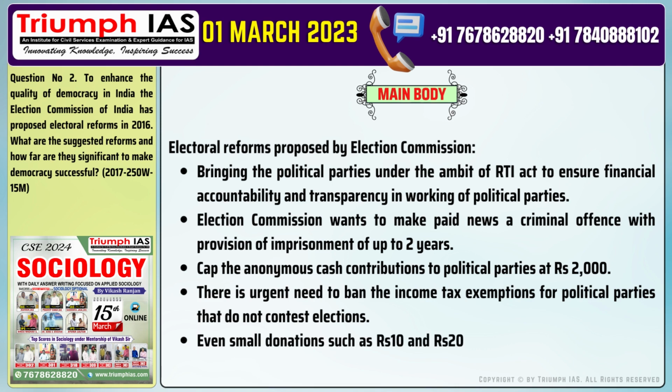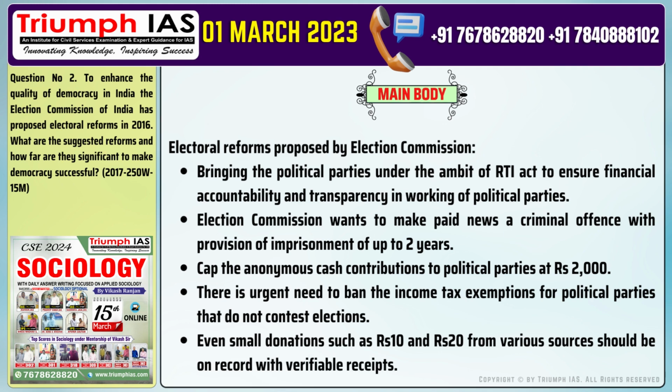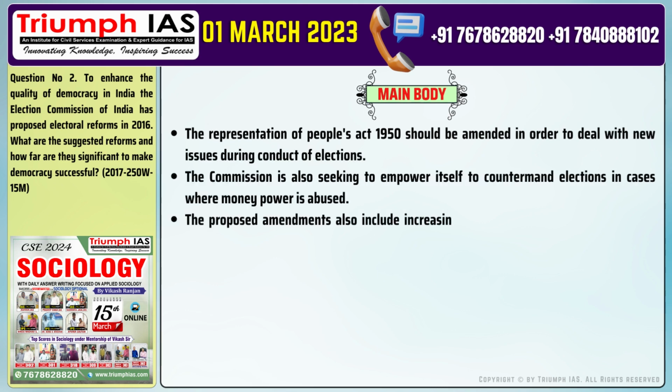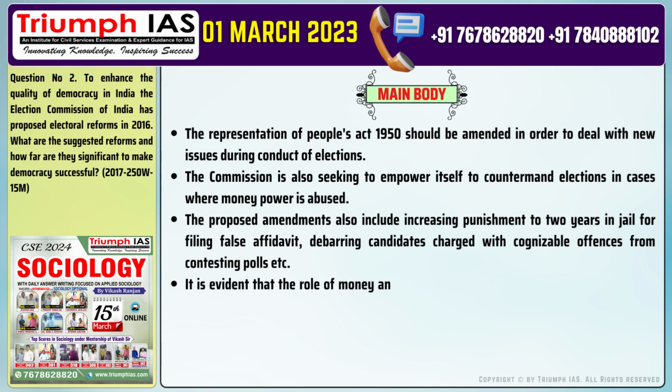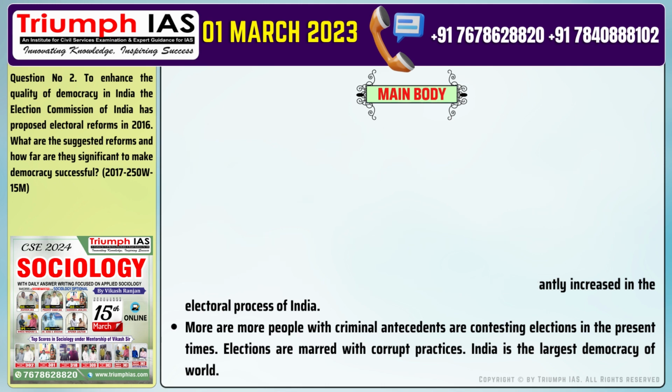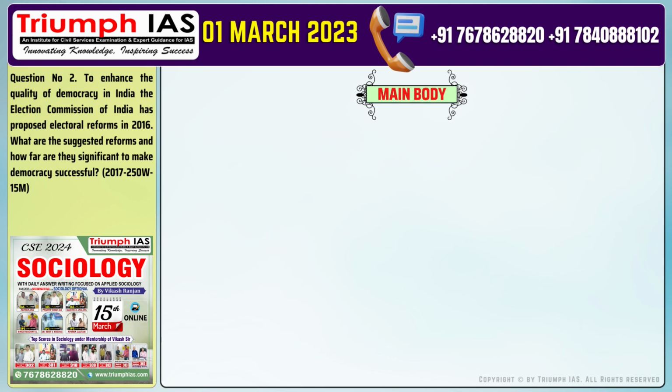Number 5. Even small donations such as 10 rupees and 20 rupees from various sources should be on record with verifiable receipts. Number 6. The Representation of People's Act 1950 should be amended in order to deal with new issues during conduct of elections. Number 7. The Commission is also seeking to empower itself to countermand elections in cases where money power is abused. Number 8. The proposed amendments also include increasing punishment to 2 years in jail for filing false affidavit, debarring candidates charged with cognizable offences from contesting polls, etc. Number 9.